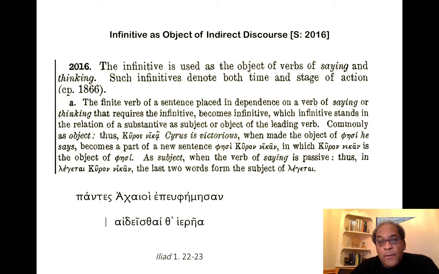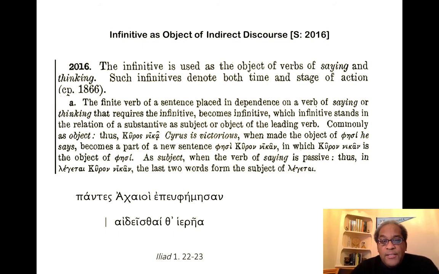So in our passage, in this early part of the Iliad, we see "pantes Achaioi epeuphemesan aidesthai hierea." I've changed it up a bit to just make it clearer. But all the Achaeans, they said in agreement, what did they say? "Aidesthai hierea," to honor the priest, that Agamemnon, that they should honor the priest.